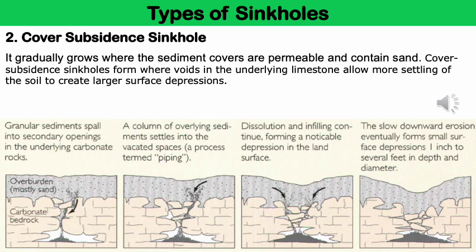So the process is termed as piping. Then the dissolution and infilling continues, forming a noticeable depression in the land surface. And then eventually, the slow downward erosion will form a small surface depression, 1 inch to several feet in depth and in diameter. It gradually grows where the sediment covers are permeable and may contain sand.